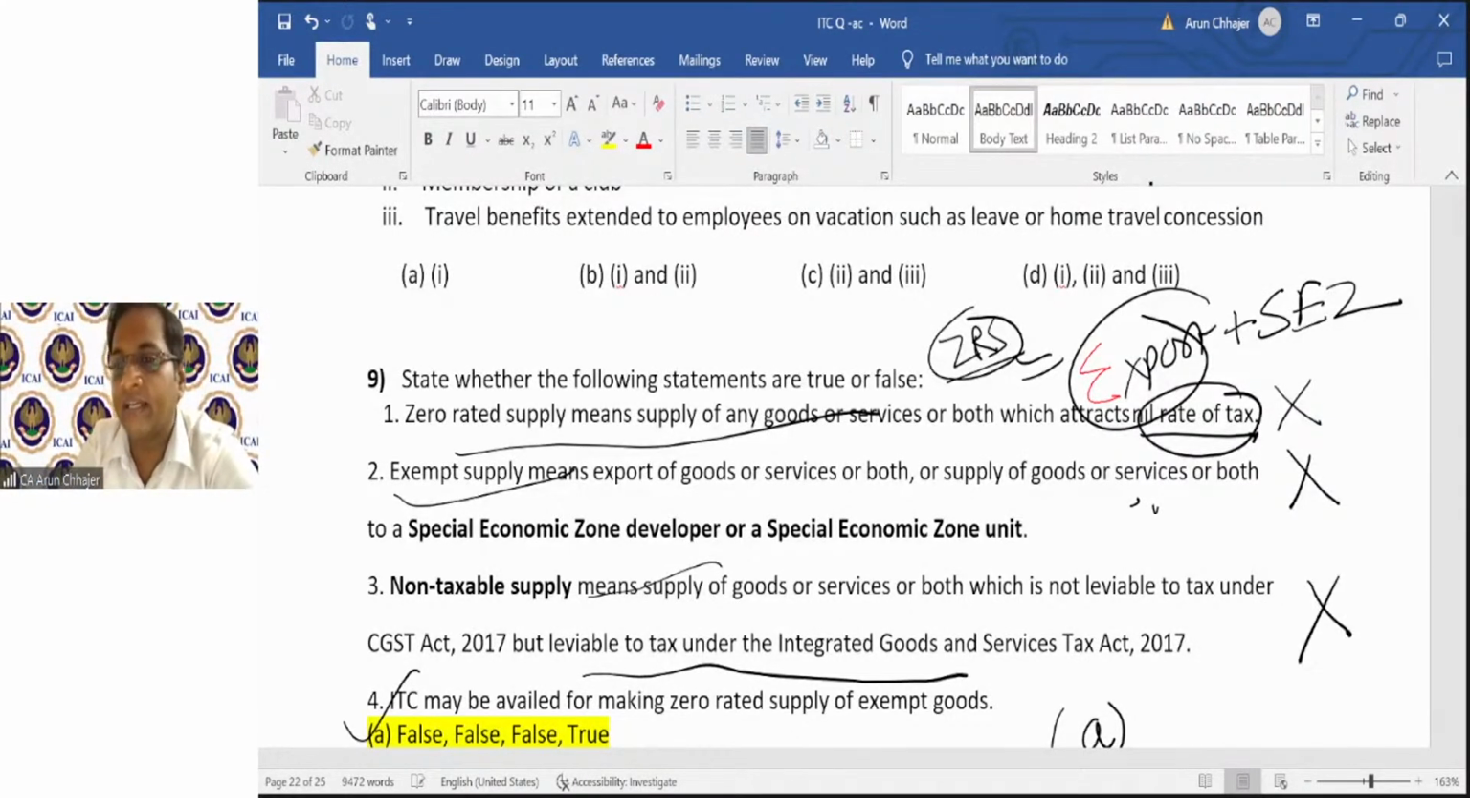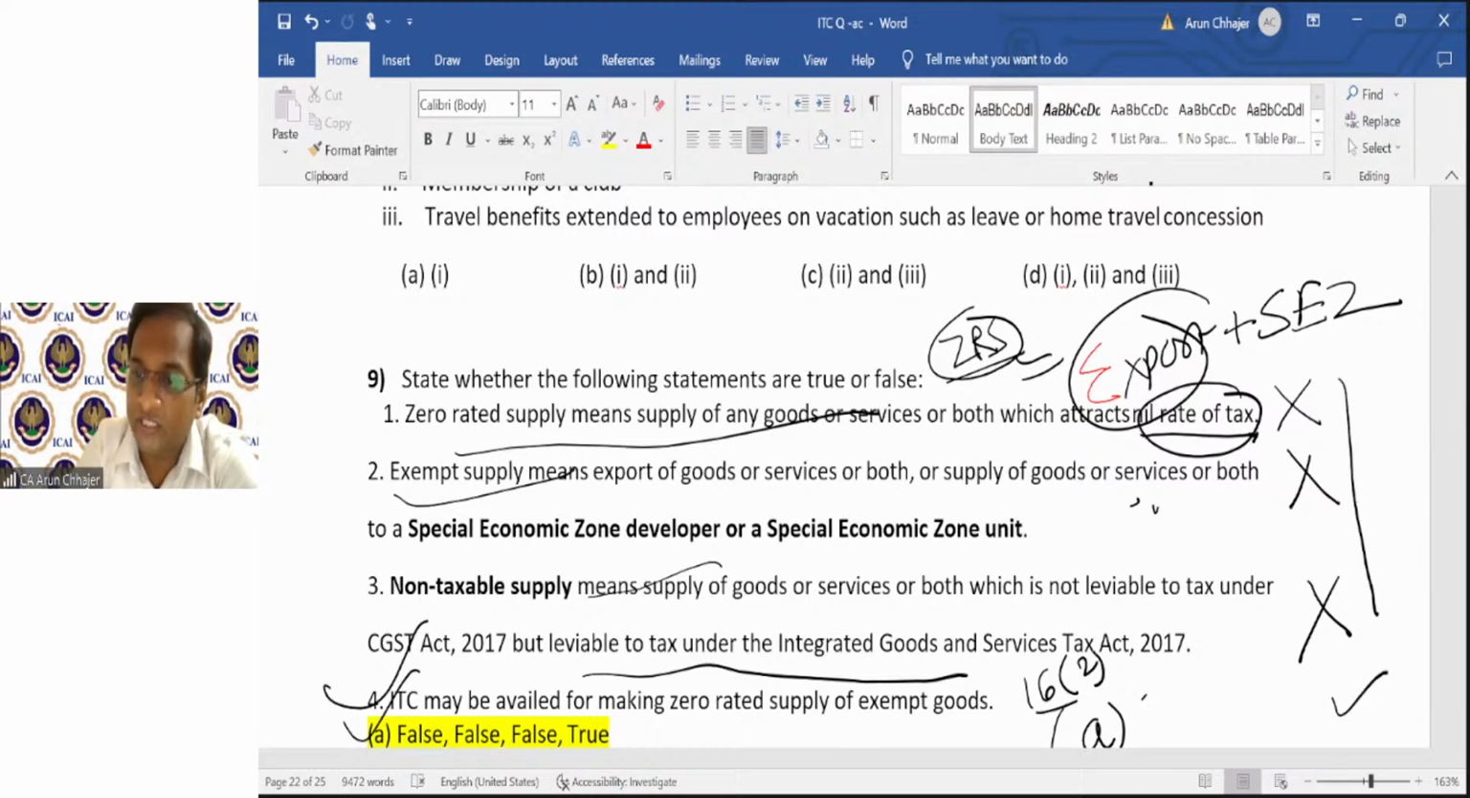अगेन इट इज इनकरेक्ट. And last point number 4, I have already explained while giving the reply to Darshan that because there is a specific provision of 16.2 IGST, it says that ITC allowed. So first 3 are incorrect, 4th is correct. So the right answer is A.